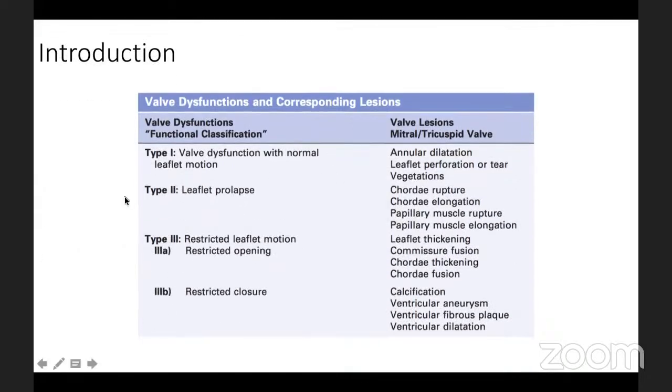So again, this table shows the different types of the Carpentier classification and their associated lesions or causes. Type 1 can be caused by annular dilatation, leaflet perforation or tear, or vegetation. Type 2 is chordal rupture or elongation. Type 3 is restricted leaflet motion: restricted opening, either due to commissural fusion or chordal thickening, and restricted closure in case of calcification, ventricular aneurysm or dilatation.